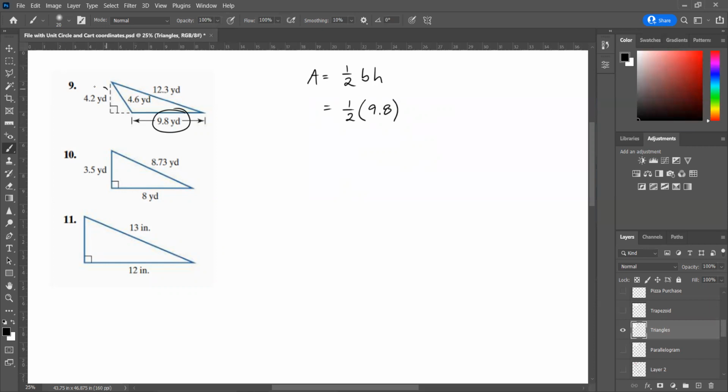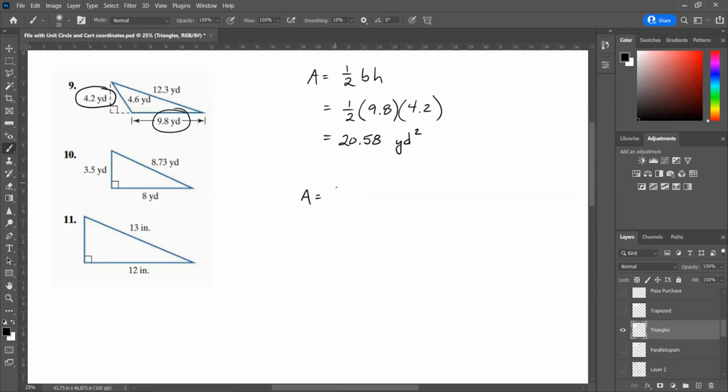And the height is this perpendicular distance from the base up to the opposite point. So this would be 4.2. It's not going to be the 4.6 or 12.3 because those aren't perpendicular to the base. They don't make a 90-degree angle. Plugging that into my calculator, 1/2 times 9.8 times 4.2 gives me 20.58. And again, the units would be squared because this is an area, so that would be yards squared.